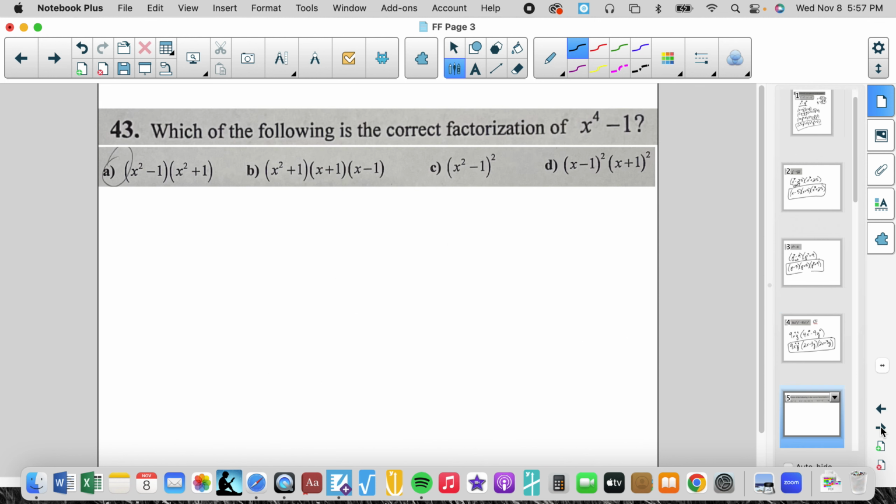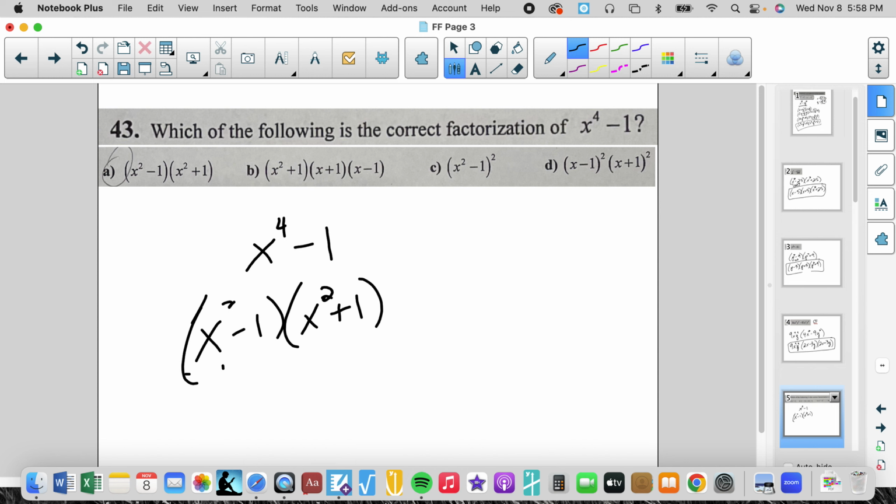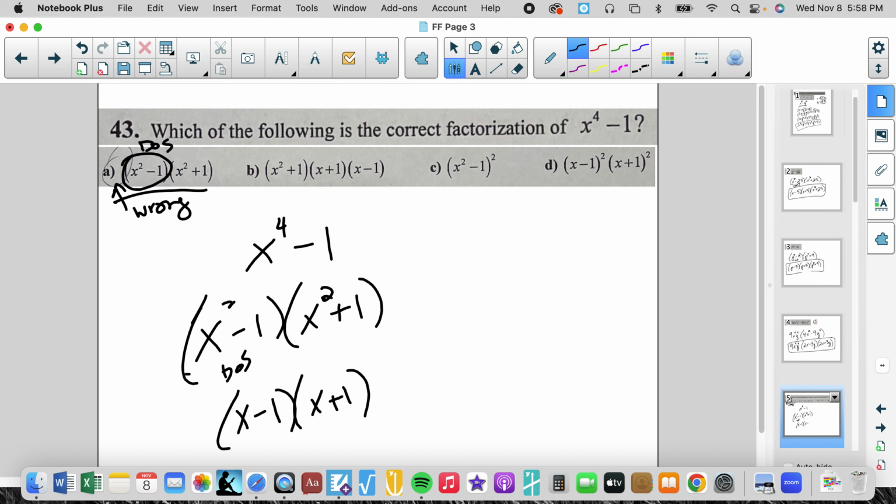So that's good. Which of the following is the correct factorization of x to the fourth minus 1? We see we have x squared minus 1 times x squared plus 1, and this is still a difference of squares. A lot of students would just leave it and say, oh, I thought that was the answer. That is wrong, because this can still be factored. This is a difference of squares. So that makes x minus 1, x plus 1, and x squared plus 1.